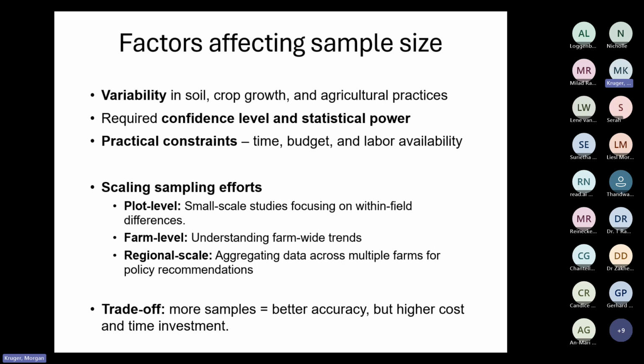Sometimes it's better to take fewer well-distributed samples than to exhaust resources collecting excessive data points. So there's a trade-off. When we look at confidence intervals, for example, at 95%, it ensures that results are reliable and not due to chance, whereas statistical power determines how likely we are able to detect real differences in soil or crop parameters. So if we have more samples, we have greater confidence and power, but the trade-off is that there are also often higher costs and more time investment. So these are things that we need to think about when designing experiments or trials in the field.